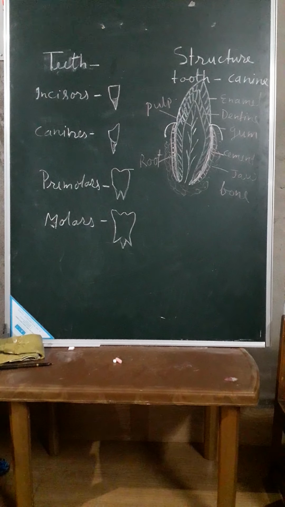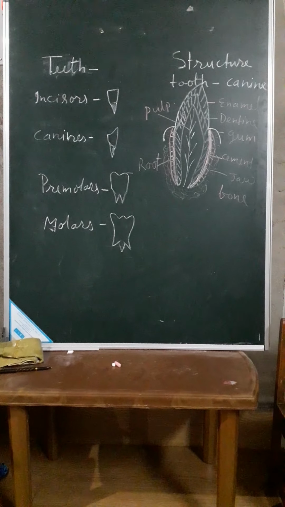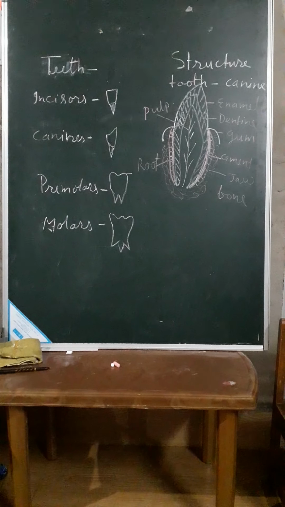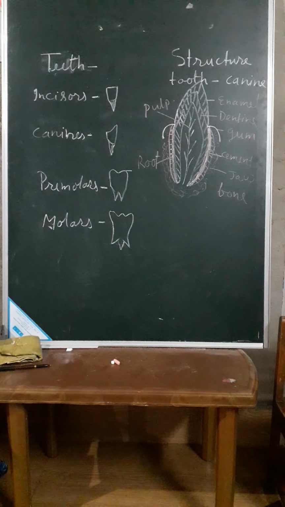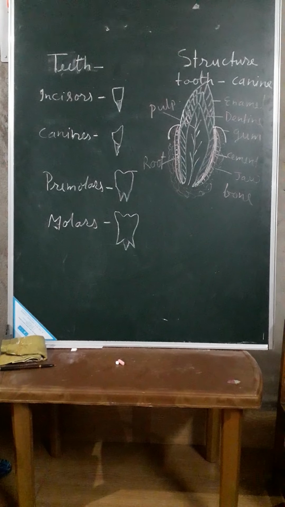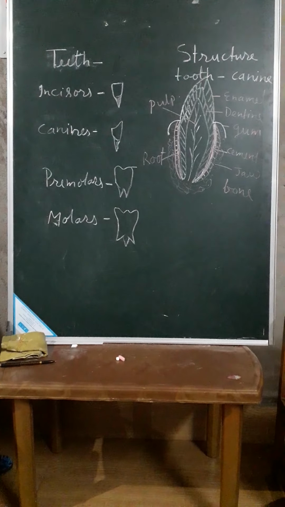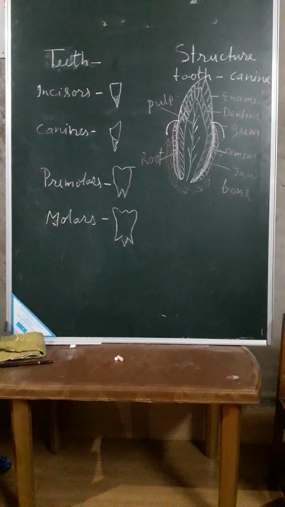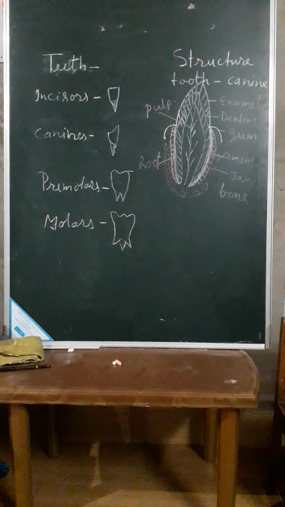And next is the muscular tongue, which helps in speaking, manipulating the food while chewing, and mixing it with saliva. And the next part we will see is the teeth.